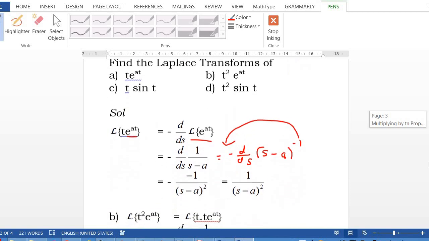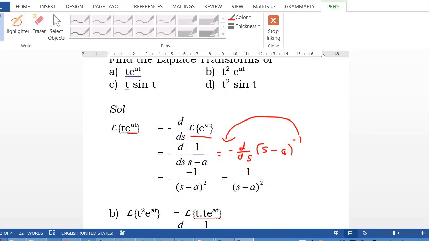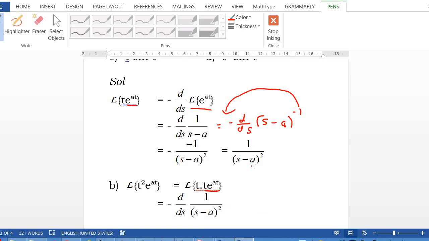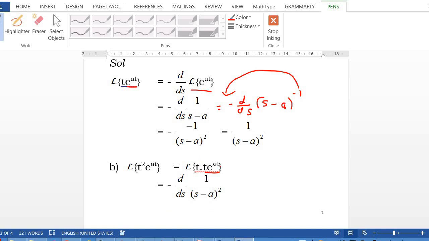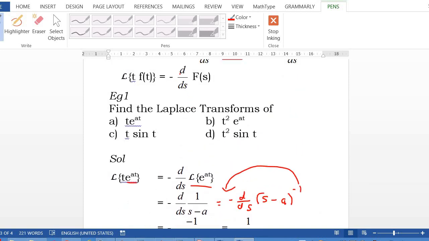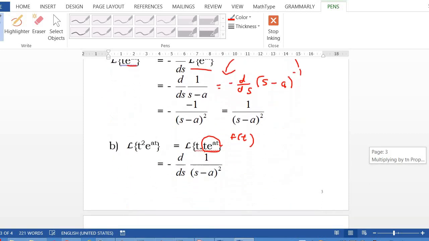Okay, second question: the Laplace transform for t squared. t squared can be rewritten as t times t, because the t is the result from part a here. So it's only t to the power 1, which means you take the whole thing here as your f(t). So the Laplace transform for t times f(t) is negative d/ds of F(s), where the F(s) you obtain from the result of part a here, 1 over (s minus a) squared.